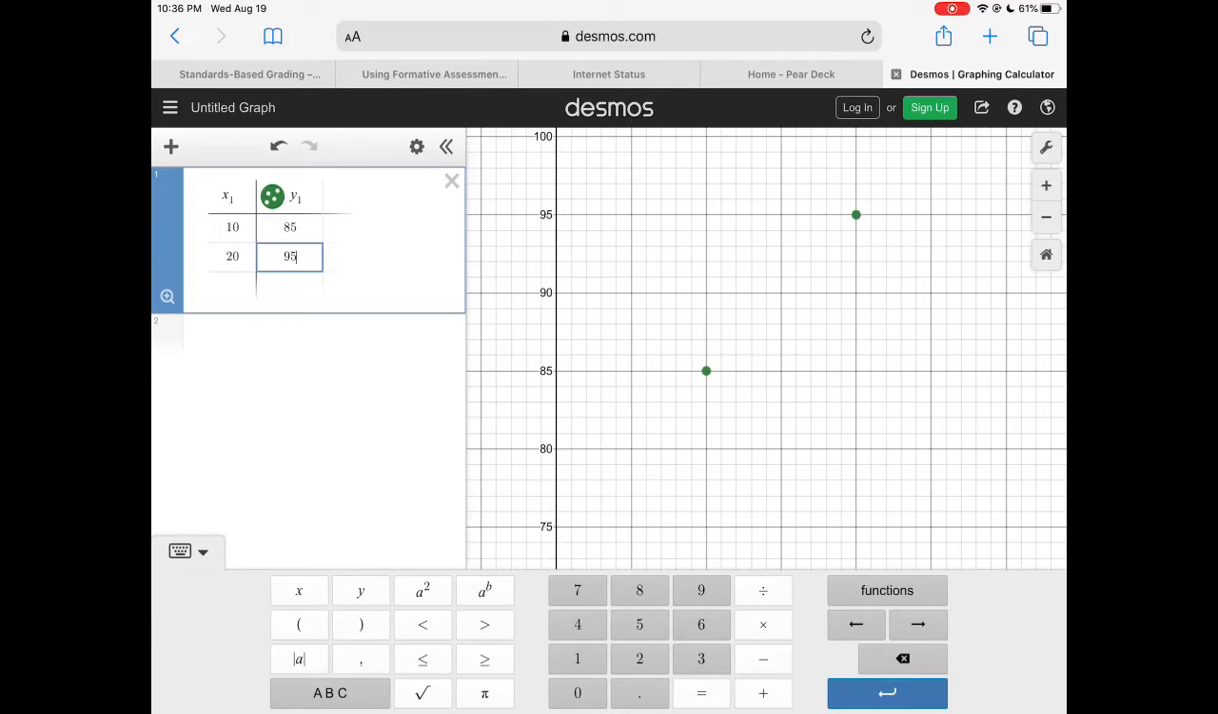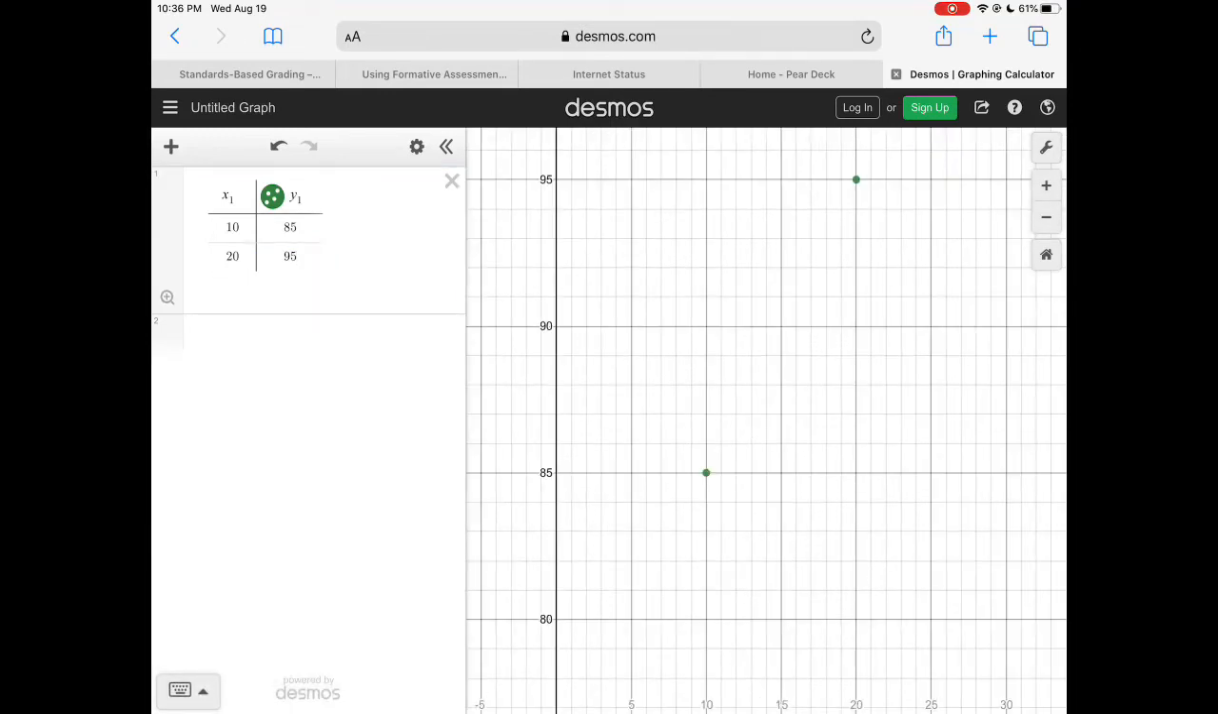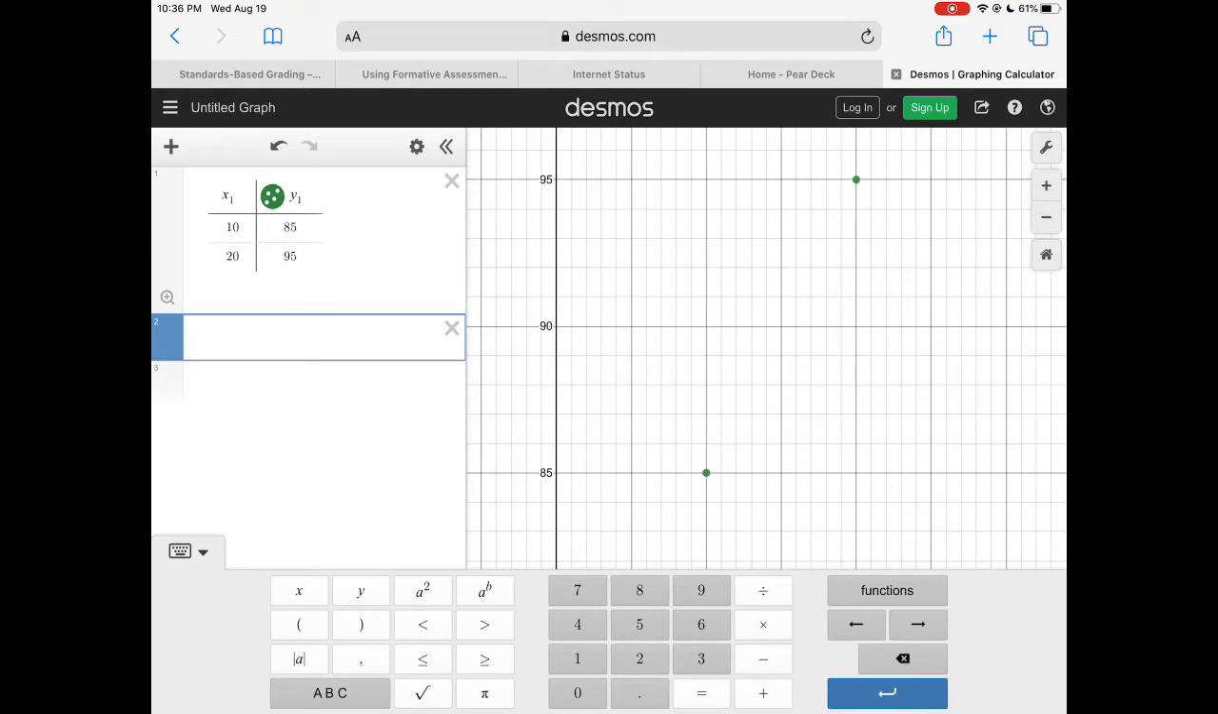Now, we can see the 2 points on the graph. If your screen isn't zoomed in appropriately, you can touch the little magnifying glass that's in the blue area there, at the bottom of the blue area, and that will zoom it in for you. I want Desmos to create a line through those 2 points, so we need to tell Desmos to do that. I'm going to go ahead and have it write it in slope-intercept form, y equals mx plus b, but we have to use the right terminology with Desmos.